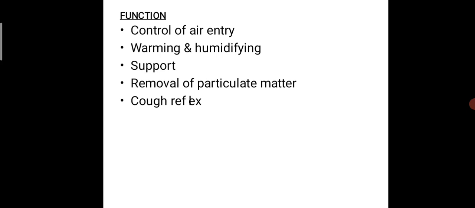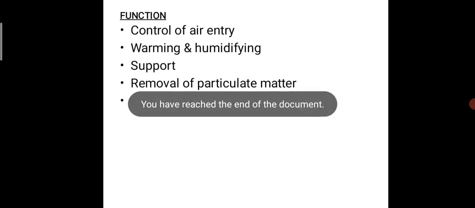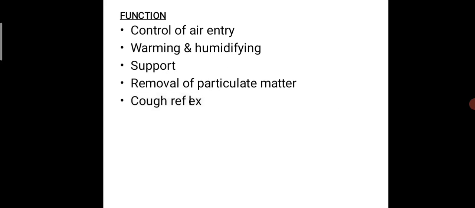What is the function of the lung? It controls the entry of air, warming and humidification of air, support, then removal of any particulate matter by cough reflexes. These are the parts, or organs, of the respiratory system.